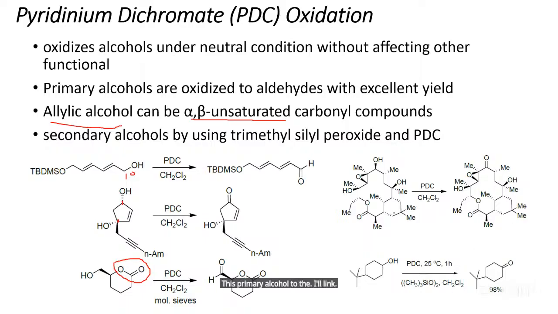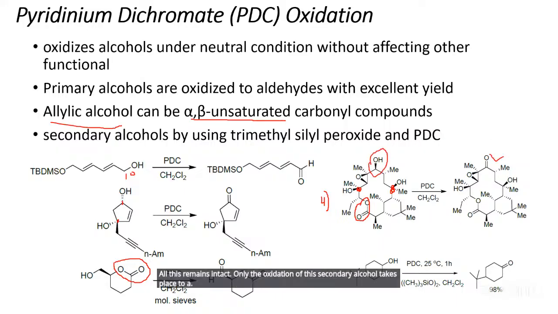The sterically hindered compounds we observe in this fourth reaction, where different alcohols are present. This alcohol on the carbon is a tertiary one. This is also a tertiary one. Also, we have a lactone ring. That means three different oxidizable groups. Additionally, there is one epoxide also. All these remain intact. Only the oxidation of this secondary alcohol takes place to a ketone molecule.